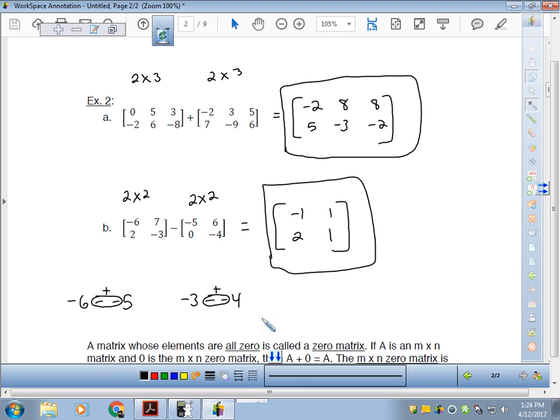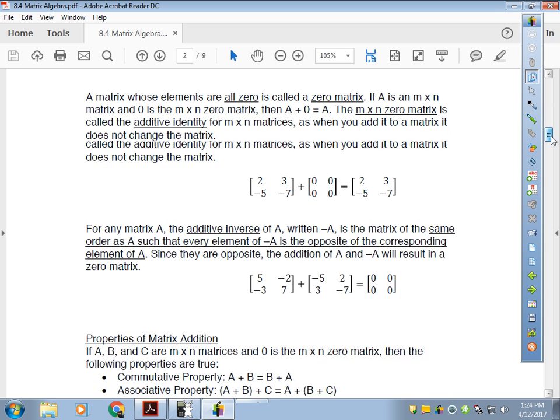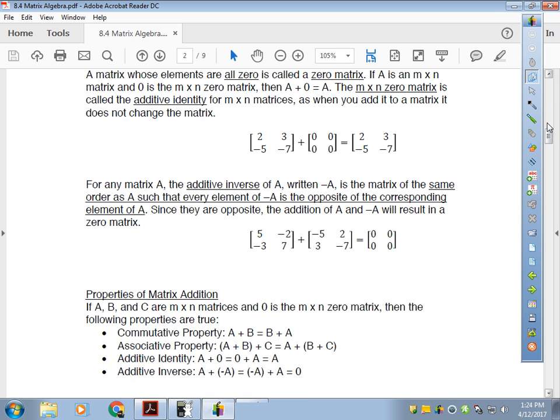So addition and subtraction are not too bad to do with matrices, just add like elements or subtract like elements. So we're going to go into a little bit more terminology. A matrix whose elements are all 0 is called a zero matrix. And if you take a matrix A that is m rows and n columns, m by n, and you add to it the 0 matrix, which is m by n with all zeros in it, then that matrix A plus the 0 matrix still gives you matrix A.